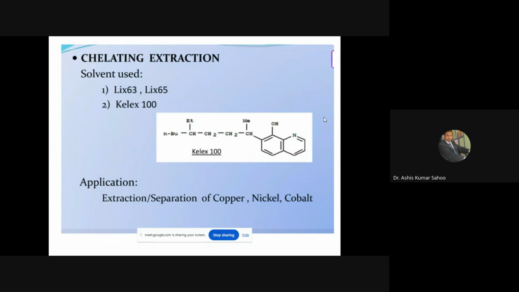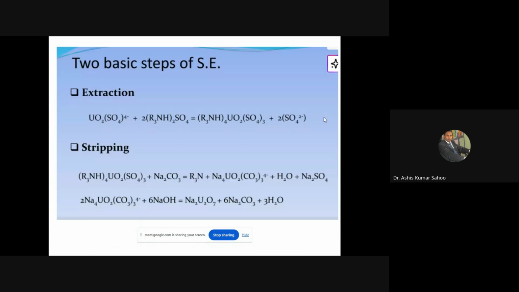In chelatic extraction, these solvents are used. These are applied for the separation of copper, nickel, and cobalt. There are two basic steps in solvent extraction: one is extraction and the other is stripping.